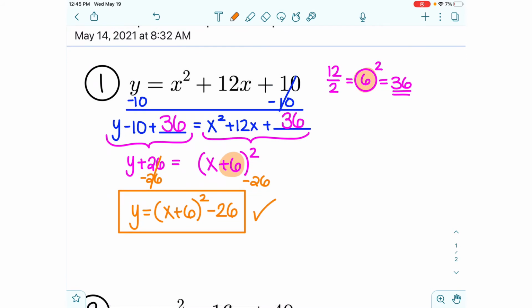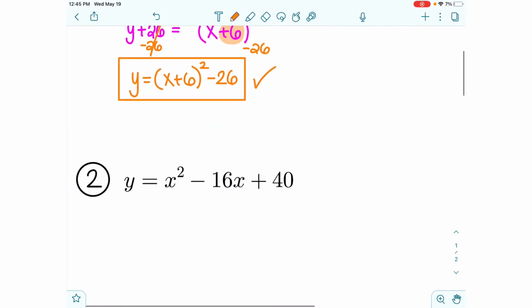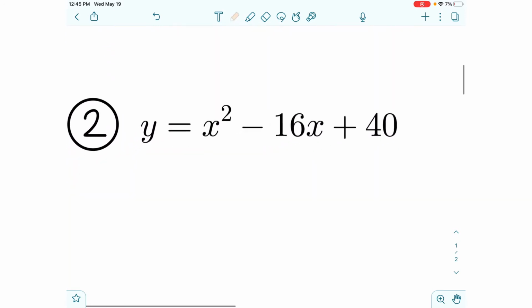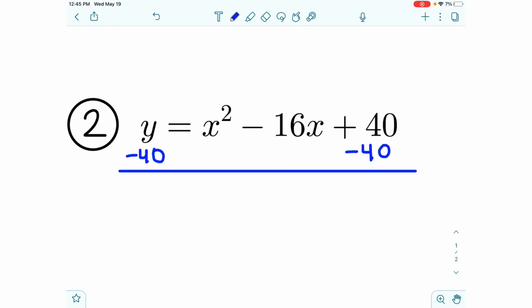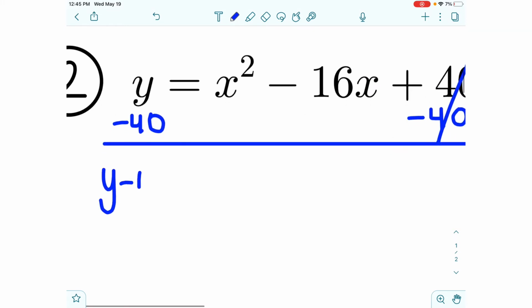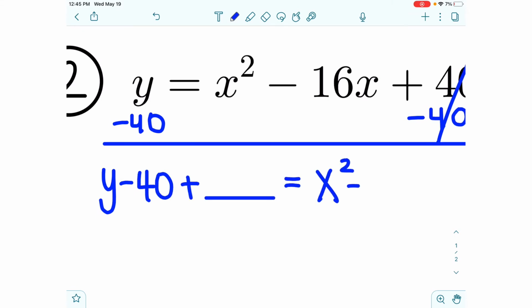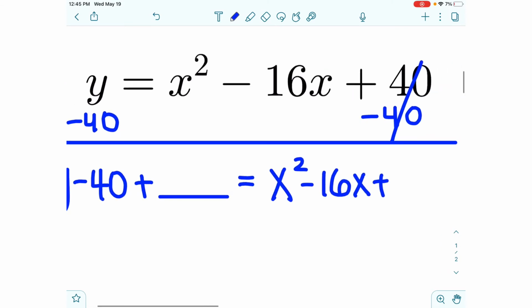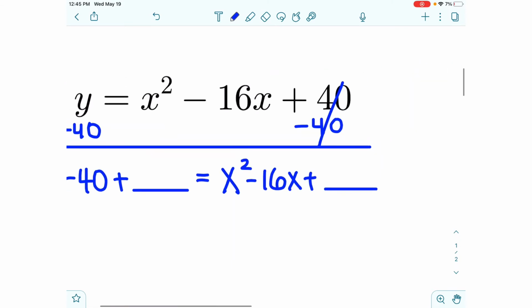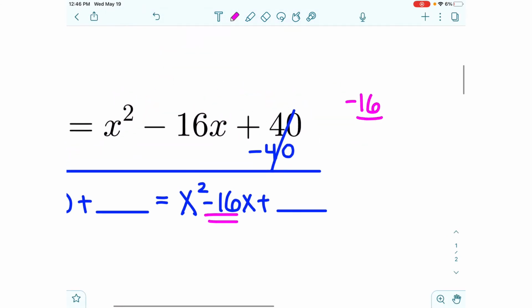I'm going to do a couple more just to really get you guys understanding this, okay? So number 2, go ahead and pause the video to write this down. I'm going to begin by subtracting over the 40. Y minus 40 plus blank equals x squared minus 16x plus blank. Take the negative 16, the negative sign included, and divide it by 2. That's negative 8. Circle that.